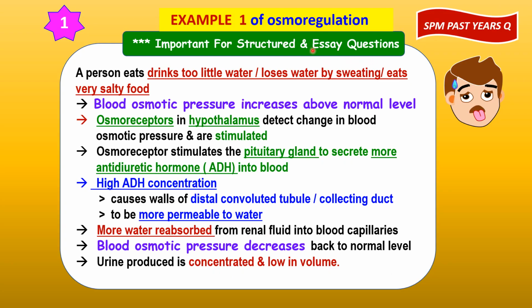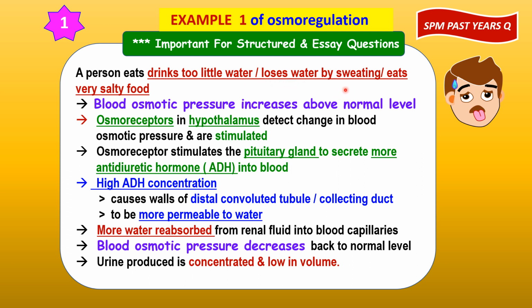So this is a model essay answer, and this is a past year question: what happens if a person drinks too little water? Some people are very busy and they don't know that they are actually lacking water, so they don't drink water throughout the day. How do you know that you have been drinking too little water? Just take note of the volume of urine that's produced. If you are not producing a lot of urine, producing very little urine in the day, it could be that you are drinking too little water.